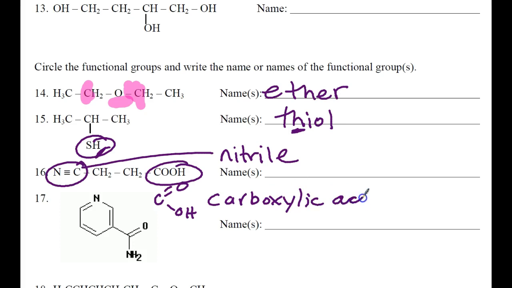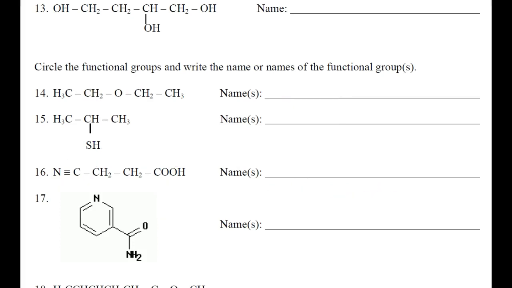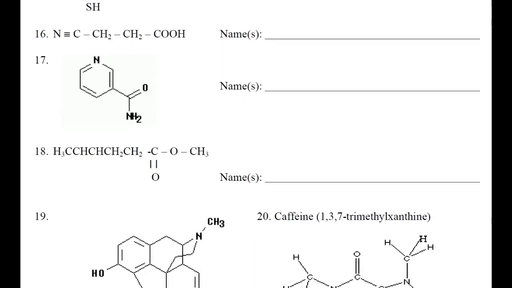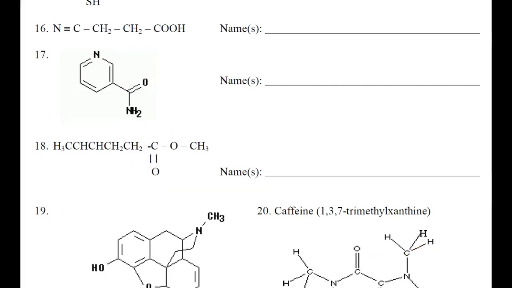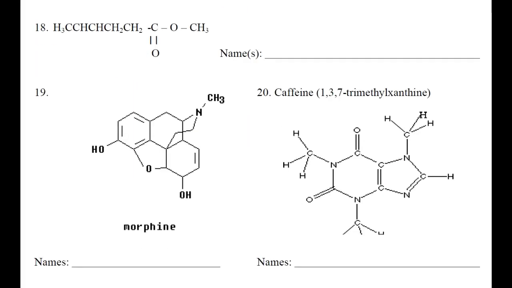Carboxylic acid. Let's look at these next ones. This next one, I think this is an amide. And this one might actually be an amine. It doesn't show the hydrogens on there. This next one, I believe, is something that probably smells good. It's an ester. Keep scrolling. We have some loaded compounds here.